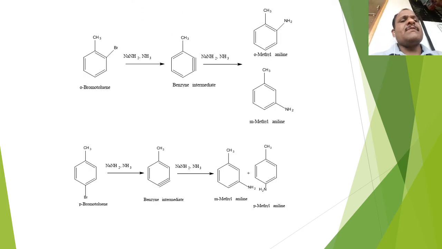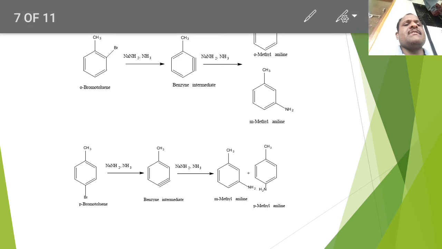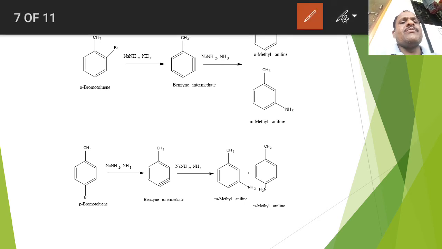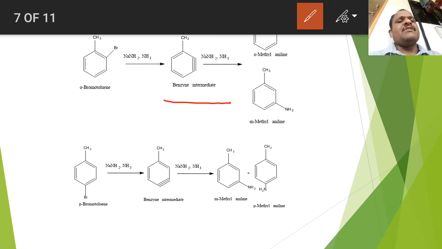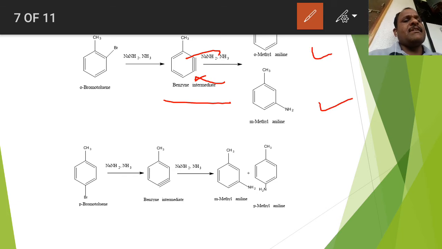This can be understood with the help of some examples. Let's see here. Ortho-bromotoluene, when it reacts with sodamide, first there is formation of benzyne intermediate, and then NH2, if you attack from this side, or if you attack from this side, you will get two different products. One is ortho-methyl and the other is meta-methyl. Out of that, ortho-methyl is the normal product, and meta-methyl is the cine product.